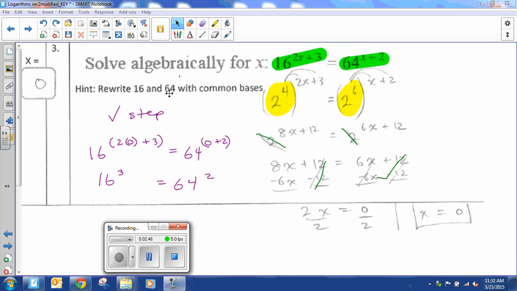Number 3, we have to rewrite 16 and 64 with common bases. So I used 2 to the 4th power and 2 to the 6th power. You can eliminate the 2's, and then we distribute to get 8x plus 12 equals 6x plus 12. Subtract 12 from both sides, subtract 6x, and we get 2x equals 0, divided by 2, x equals 0. In the check step, we end up with 16 cubed equals 64 squared, which does check out.